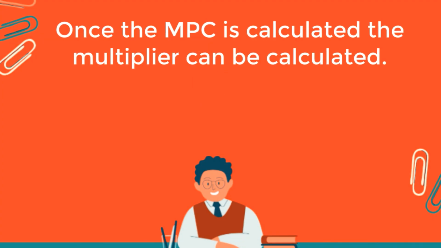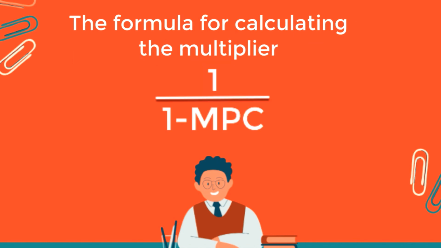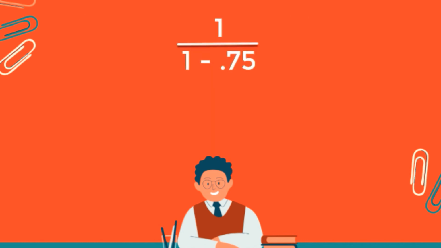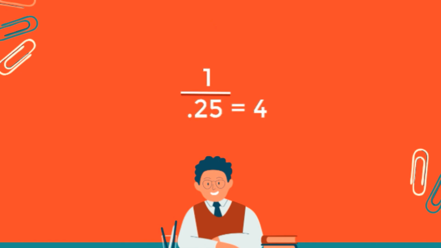The size of the multiplier can now be calculated using the following formula: 1 divided by 1 minus the marginal propensity to consume. In this example, the MPC is 0.75. The multiplier is then 4, which means that for every £1 injected into the circular flow, it increases GDP by £4.